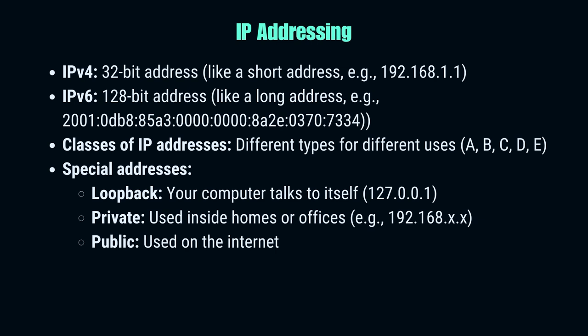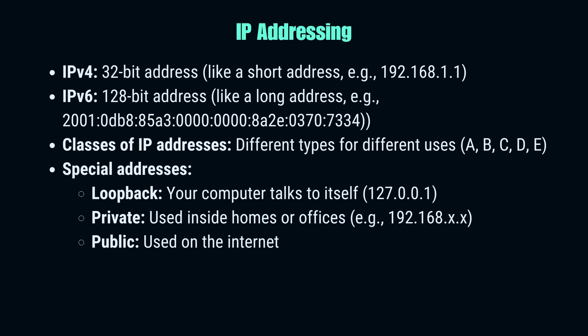There are two versions of IP in use today, IPv4 and IPv6. IPv4 addresses are 32-bit numbers usually written as four numbers separated by dots, like 192.168.1. IPv6 addresses are 128-bit numbers written in hexadecimal, like the example given in the slide. IPv4 is still widely used, but with the growing number of internet-connected devices, we're running out of available addresses. That's why IPv6 was developed, offering a vastly larger address space.